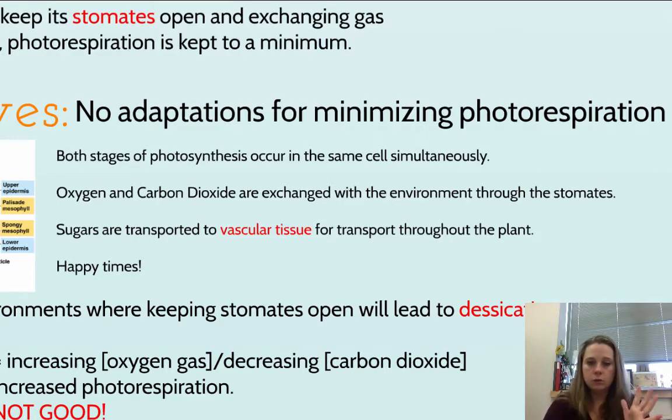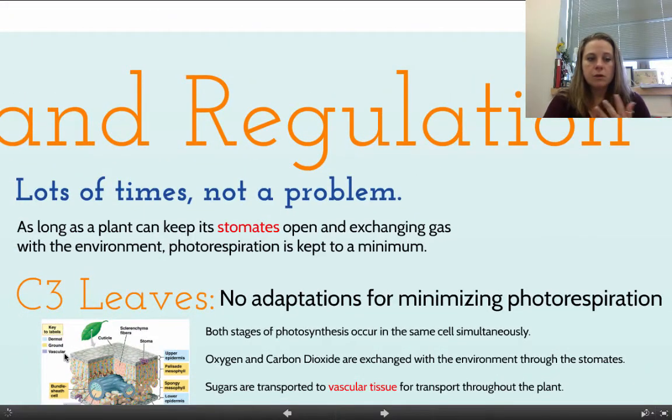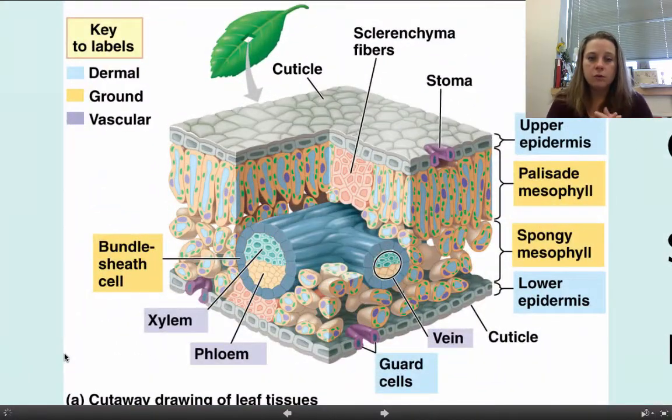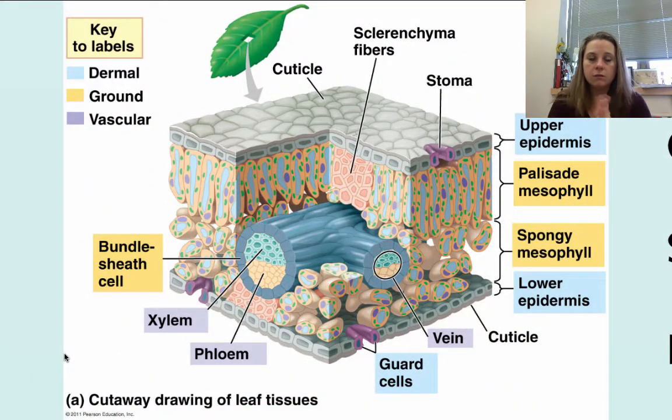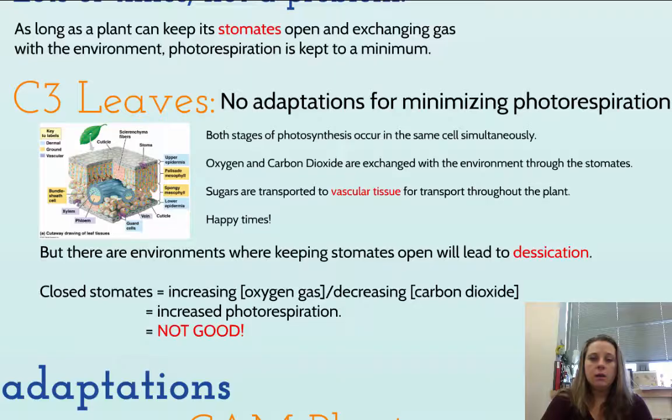They'll occur at the same time, they're exchanged, sugars get transported through vascular tissue, yay, life is good. Cool, right? Okay, so here is what a C3 leaf looks like, just to give you a little background, a sense of what's going on and some tissue histology of the plant.